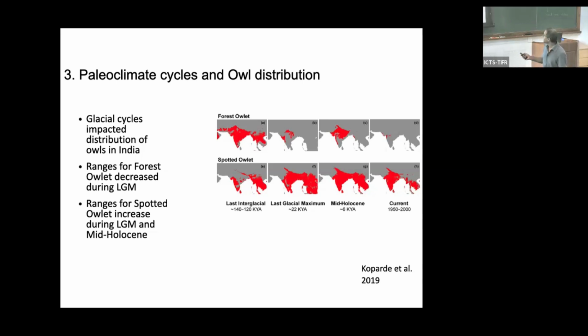And you can see what you have here is years. So this is the current distribution. You can see the spotted owlet is found in large areas, and the forest owlet is found only in some parts there. Then we projected the habitat back in time, and you can see that at some point these birds were found in much larger areas in the past.